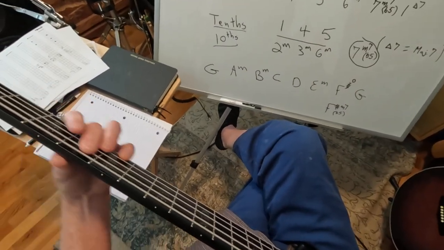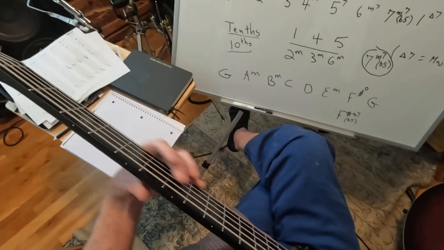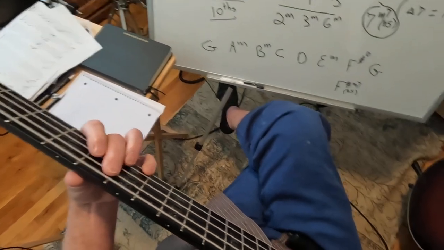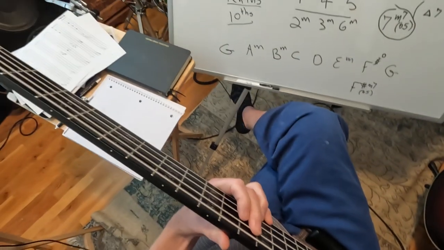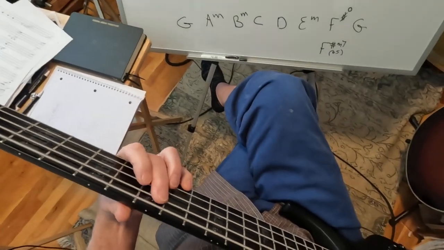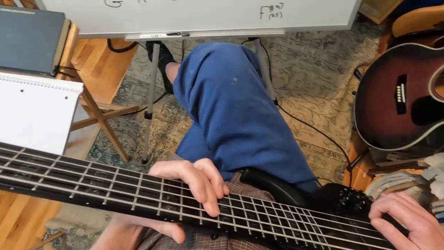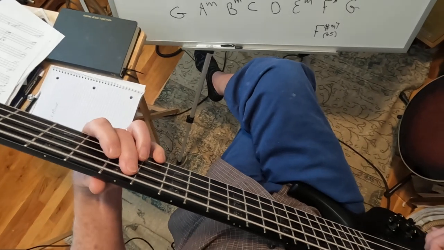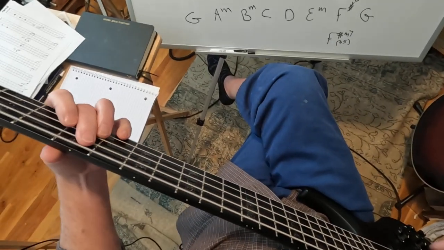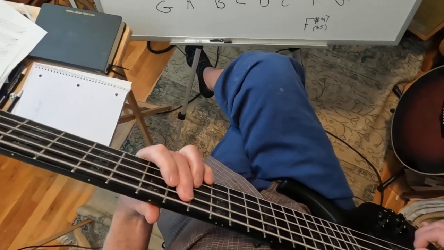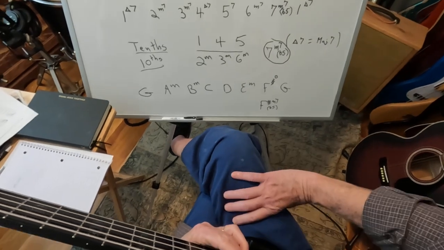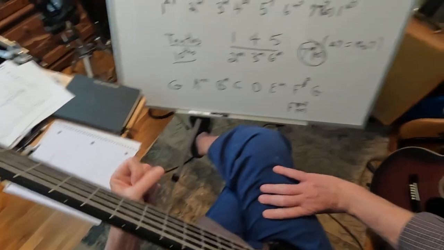Let's do that again. C, you can go down for the F, B flat, E flat, A flat, you can go down if you want to, D flat, okay, so that's a way of practicing the major tenths.